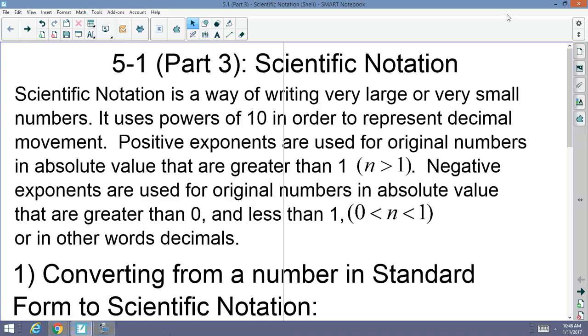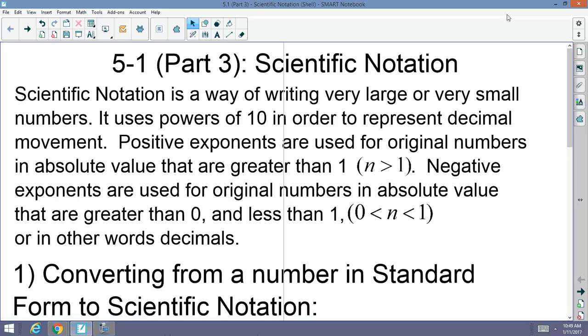Morrow's Algebra 2 class. Today we're wrapping up 5.1 and we're talking about scientific notation. And we talk about scientific notation in this chapter specifically because scientific notation works with exponents. Scientific notation basically is a way of writing very large or very small numbers. Okay? It uses powers of 10 in order to represent the decimal movement.